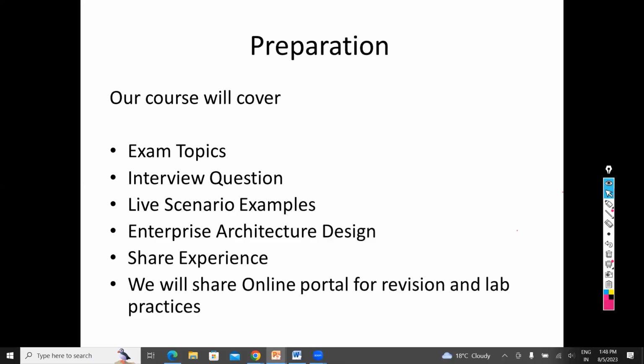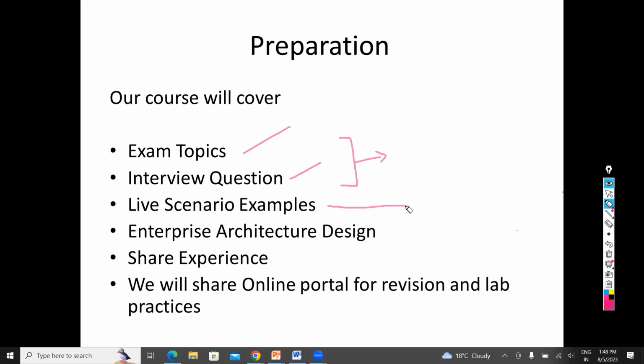During this course, for these 3 or 4 months, we will not only help you prepare for the exam content or syllabus content. We will also explain what type of questions come in the exams, what interview questions organizations generally ask, how they will check your experience, how they will give you scenarios, and what they will try to judge, with live scenario examples.